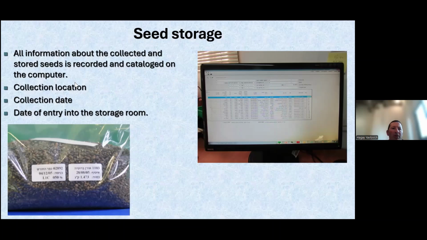And then we take from the printer a sticker with the collection location, with the collection date, the date of entry into the storage room, and we put it on the bag that we put the seeds inside, and then we can put the seeds in the refrigerator room. This is an example. This is Brutia pine, and the date of the collection, and the amount of seeds, where it was collected, and when we put it in the refrigerator room, and which shelf in the refrigerator room, and so on.